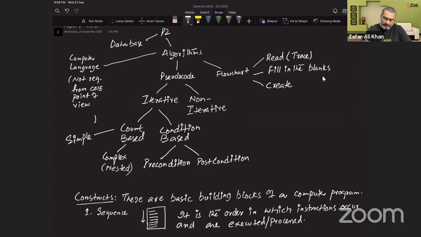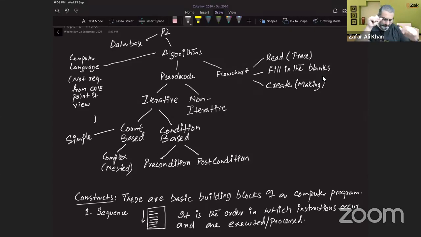So we would have making of flowcharts, fill in the blanks, and tracing of the flowcharts. Okay, so we will do it. So remember, everything that you would do in pseudocode will also be done in flowcharts. But as a matter of choice, I would always suggest that you go with pseudocode.